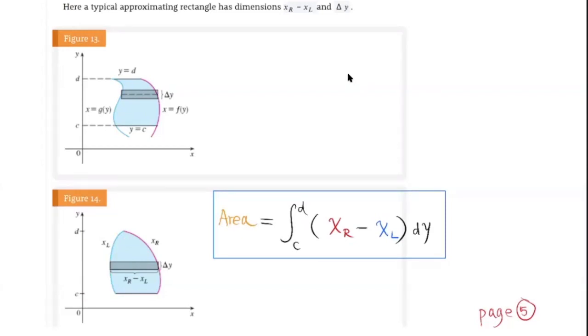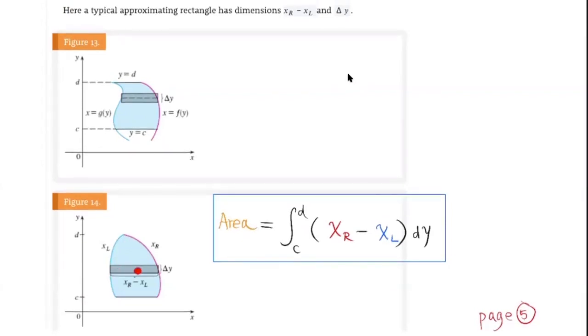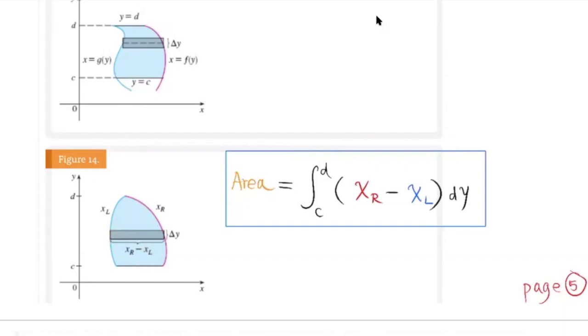We also use Riemann sum, and the typical approximating rectangle will have the width be delta y, and the length over here will be the x coordinate on the right, subtract the x coordinate on the left. So this area over here will be equal to this integral of x coordinate on the right, subtract x coordinate on the left, and the y over here goes from C to D.